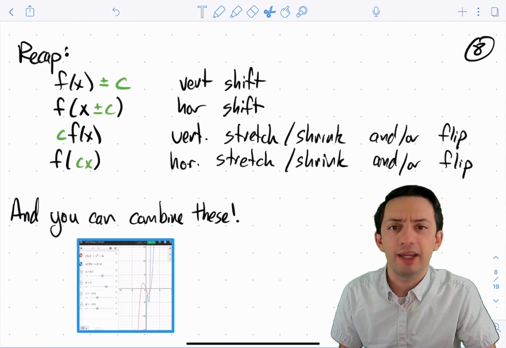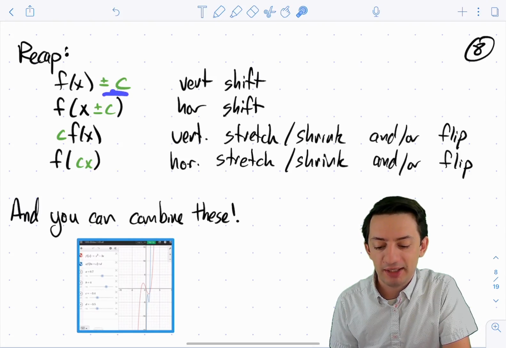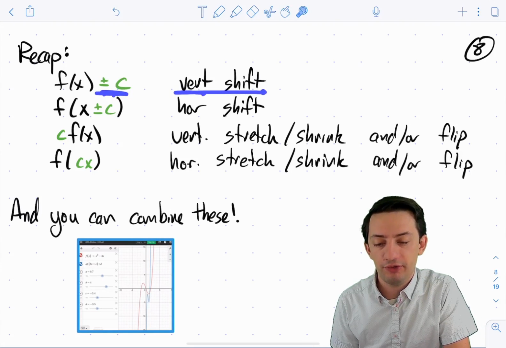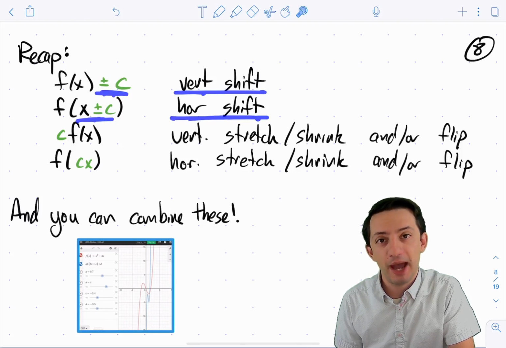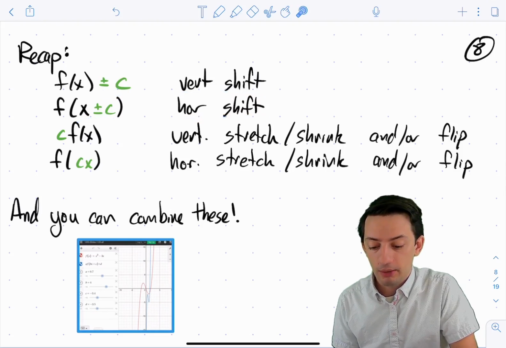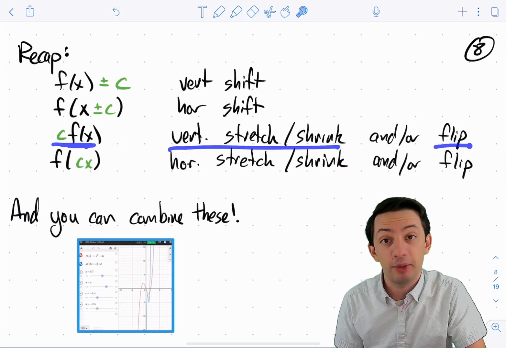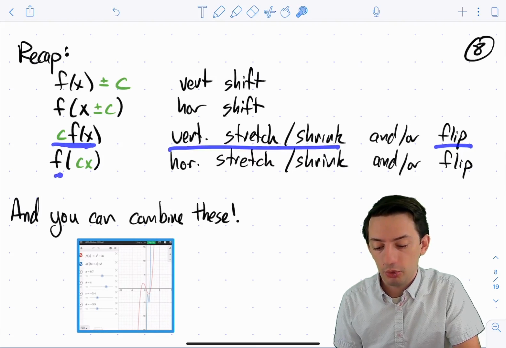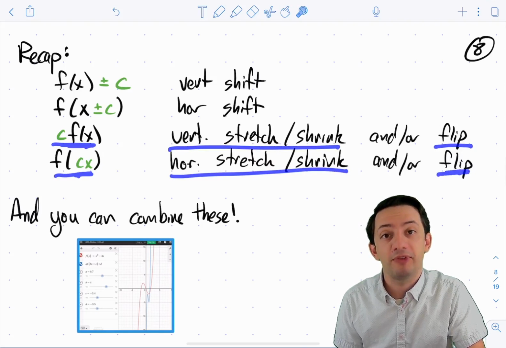So here's a quick recap and one graph where you can see all of these in action. Adding or subtracting a number on the outside is a vertical shift. Adding or subtracting on the inside is a horizontal shift with this backward effect. Multiplying on the outside is a vertical stretch or shrink, and maybe a flip if you have a negative. Multiplying on the inside is a horizontal stretch or shrink, and maybe a flip if it's negative.